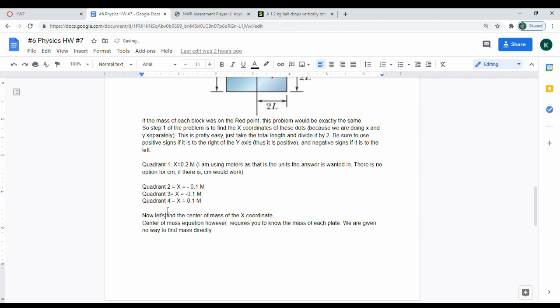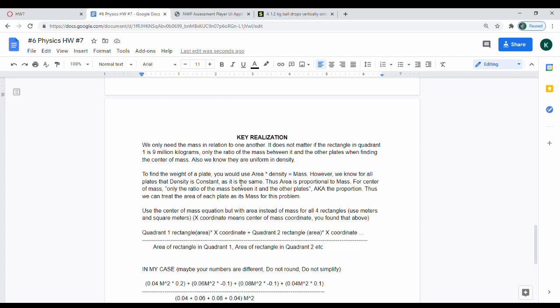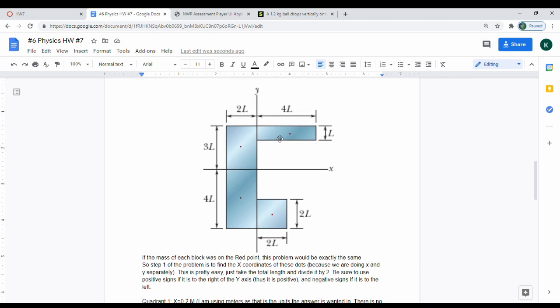And then use the center of mass equation. But we do not know the mass, but that's okay. You can just use the area in lieu of the mass. I explain why here, but all you need to know is that you use the area. I'll explain why you don't need the mass later. So then you just take the area of the rectangle in quadrant 1 times its x-coordinate. So take this area, then multiply it by whatever this x-coordinate is. Then take the area of all of this, multiply by its x-coordinate, take the area of all of this, multiply by its x-coordinate, take the area of all this, and multiply its x-coordinate.